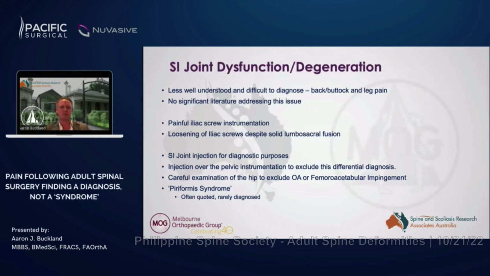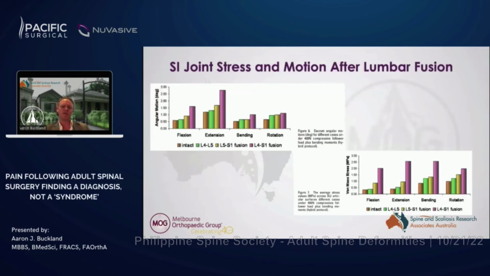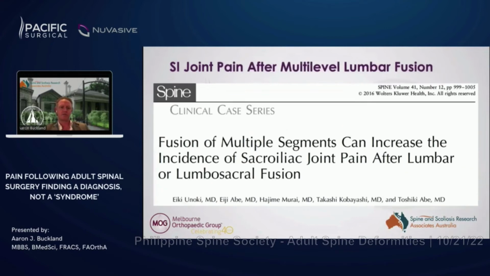There is some evidence, if you look at finite element analysis here, which demonstrates that longer fusions to the sacrum put increased stress on the SI joint. So with long fusions such as spinal deformity to the pelvis, it's little wonder that we're putting more stress on the sacroiliac joint.